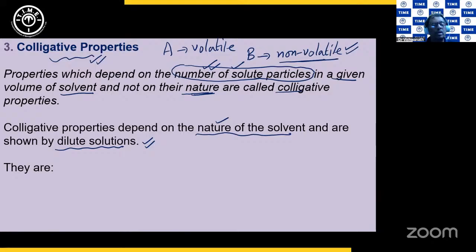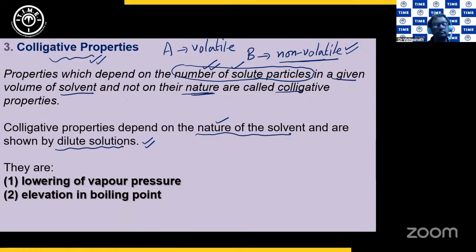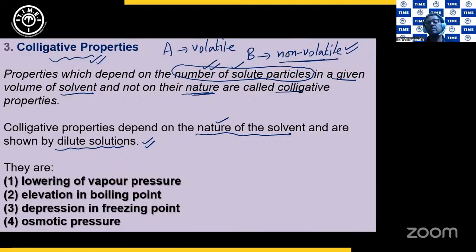What are these colligative properties? They could be a lowering of vapor pressure, or an elevation in the boiling point, or a depression in the freezing point, or simply osmotic pressure. Osmotic pressure is the absolute value. No decrease or no increase. There is a decrease in the vapor pressure. There is an increase in the boiling point. There is a decrease in the freezing point, but this is osmotic pressure by itself, right? The absolute value, not a difference, is a colligative property.